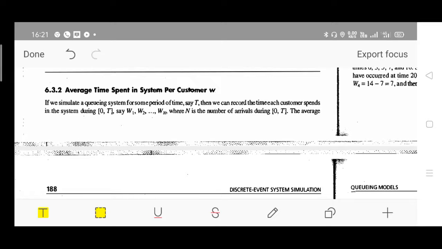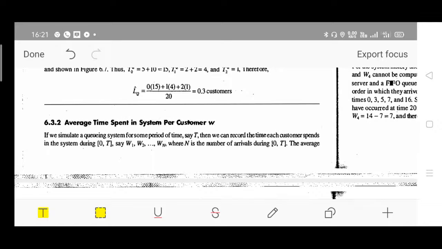Similarly, we can find the average time spent in a system per customer. It varies from customer to customer. A customer may stay for 1 minute and complete his job, or a customer may even stay for 10 minutes in the system. It depends on the type of the job as well as on the waiting. But we can compute the average value, the common value for all the customers. How? With the help of some formulas.